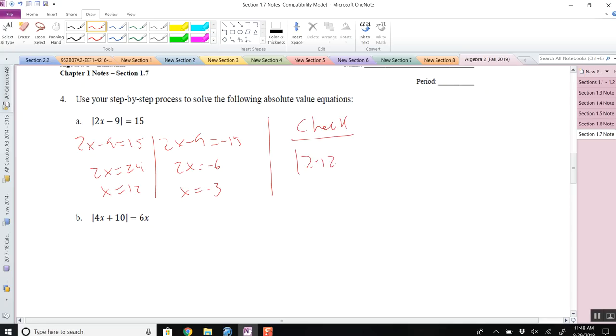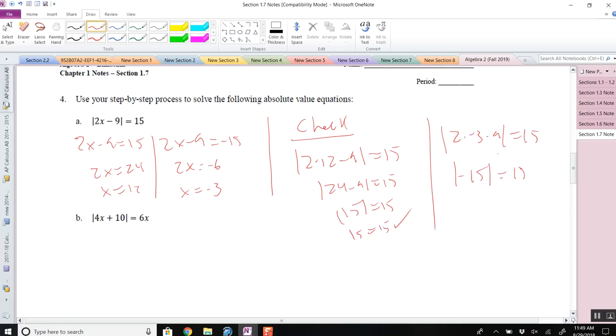absolute value of 2 times 12 minus 9 equals 15. That's going to be 24 minus 9 equals 15. 15 equals 15. Absolute value of 15 equals 15. Check. So do absolute value of 2 times -3 minus 9 equals 15. Absolute value of -15 equals 15, because you can get negative. Actually, let me backtrack a tad. I'll skip steps. That becomes absolute value of -15 equals 15. 15 equals 15. Check again.